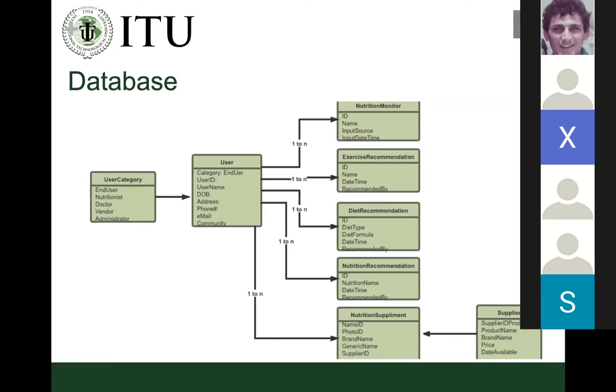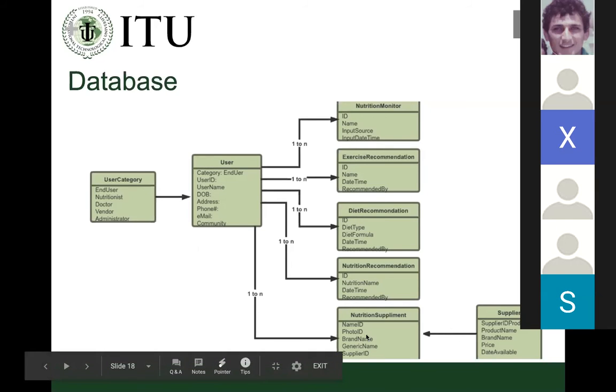For the users, they can import their user ID, username, date of birth, address, phone number, email, communities, and other information. And the users' information will be shared with the nutrition monitor, exercise recommendation, diet recommendation, nutrition recommendation, and the nutrition supplements. From this design, we can see nutrition supplements will share with some suppliers. From the suppliers' products information, our app will get some service fee.